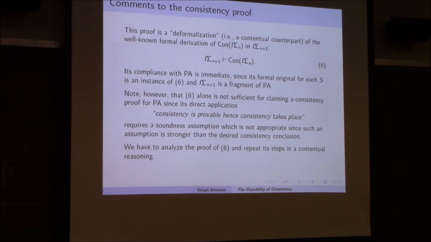You can say, why don't you just refer to this fact as a known fact and finish the story? Because you cannot take this fact alone. You have to go inside the proof. To use this fact alone, you would say the consistency is provable here, hence consistency takes place, because I want to prove that consistency takes place. But it doesn't work because it requires a soundness assumption for what you're proving from. And the soundness assumption, of course, is stronger than the consistency assumption. So methodologically, it's a vicious circle. You don't want to use this. So what we have to do, upside down, is analyze the proof of this known thing, and repeat its steps in contentual reasoning, and make sure this is a real mathematical proof. Then it's very easy to consider its formalization, because that's what you started with from the beginning. So it's an inverse problem.